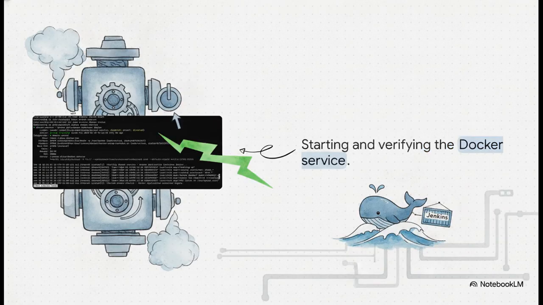But of course, just installing Docker isn't enough. We actually have to turn the engine on. So we run sudo service docker start to boot it up, and then follow that with sudo service docker status. And right there, look at that bright green text saying active, running. That's exactly what we want to see. It means our container engine is running smoothly and is totally ready to host Jenkins.